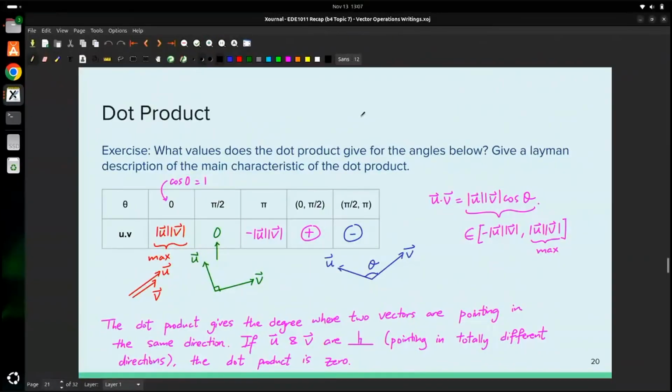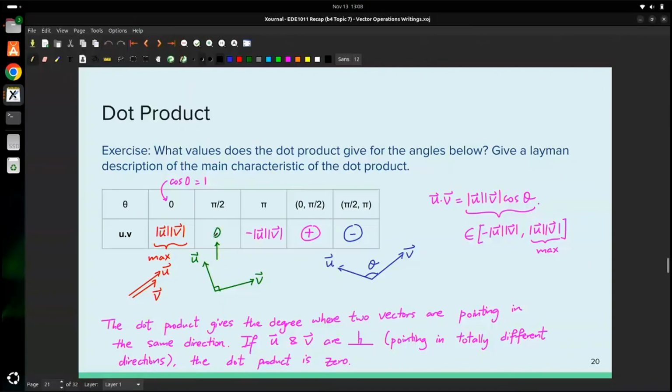So the dot product is basically just computing how similar two vectors are in the sense of the directions they are pointing towards. If two vectors are pointing in exactly the same direction, then they will give you the maximum dot product. Correspondingly, if they are pointing in totally opposite directions, then they give you the most negative dot product. If the two vectors are pointing in orthogonal or perpendicular directions, then they give you the 0 dot product.